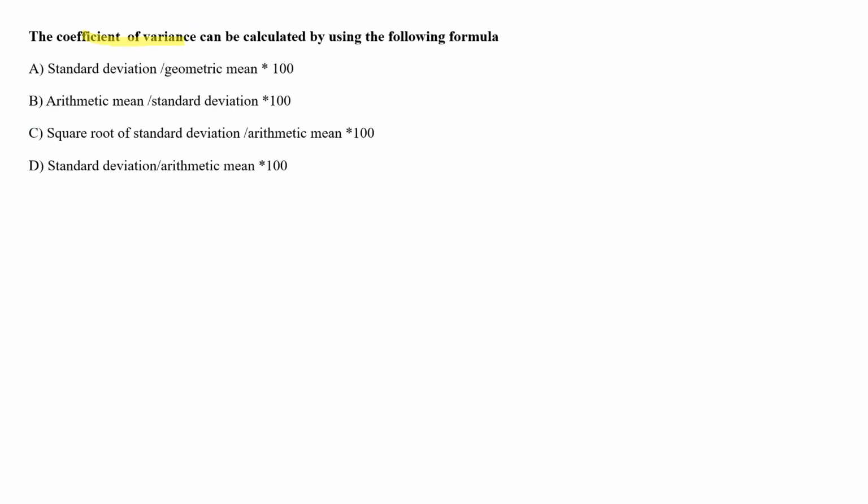The coefficient of variance can be calculated by using following formula. 4 options are given to you. The coefficient of variance is calculated by dividing standard deviation by either arithmetic mean or geometric mean depending upon the context or nature of data given to you. Okay. So in our options, 2 options can be correct, that is option number A and option number D, because they have not mentioned the data in which context we are using. So A and D can both be the correct one.